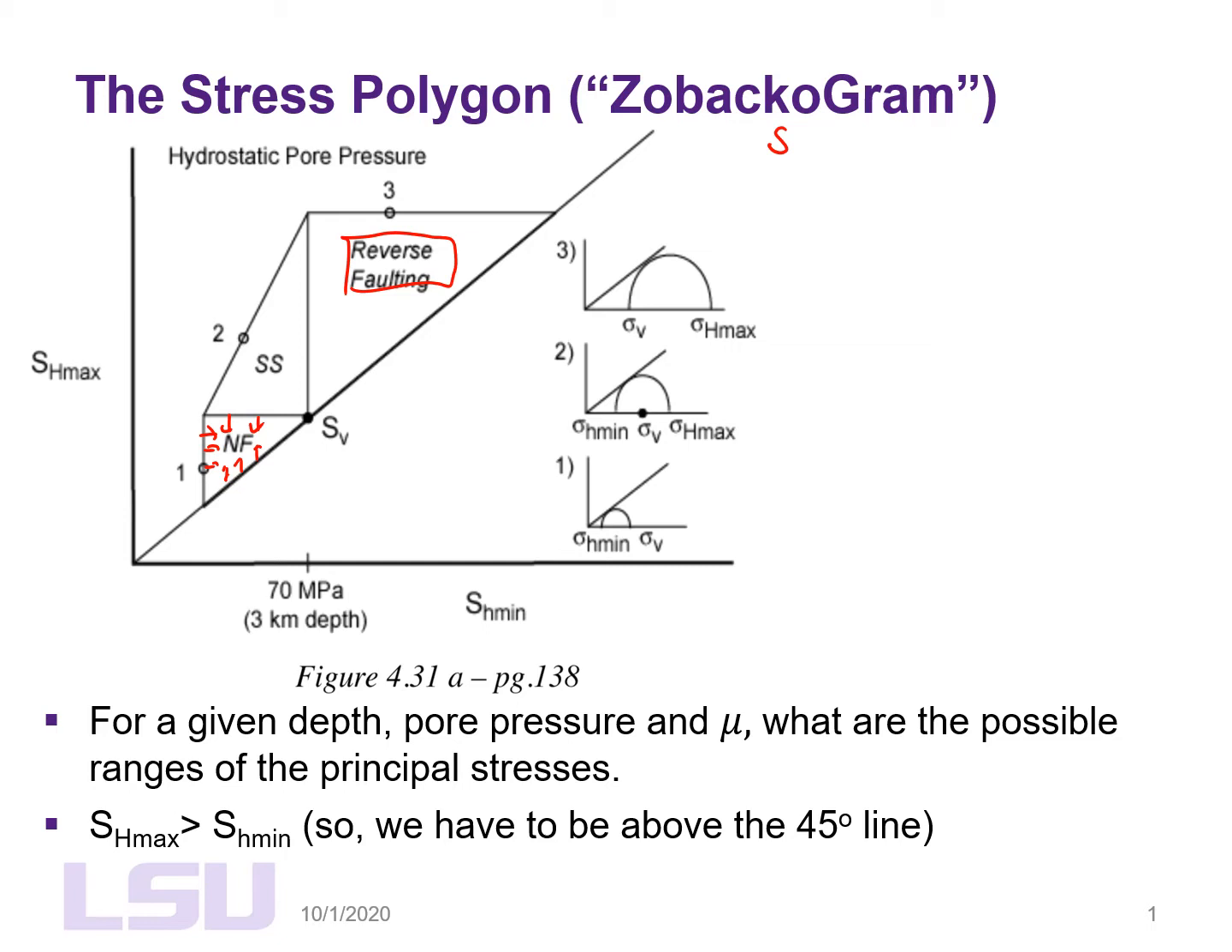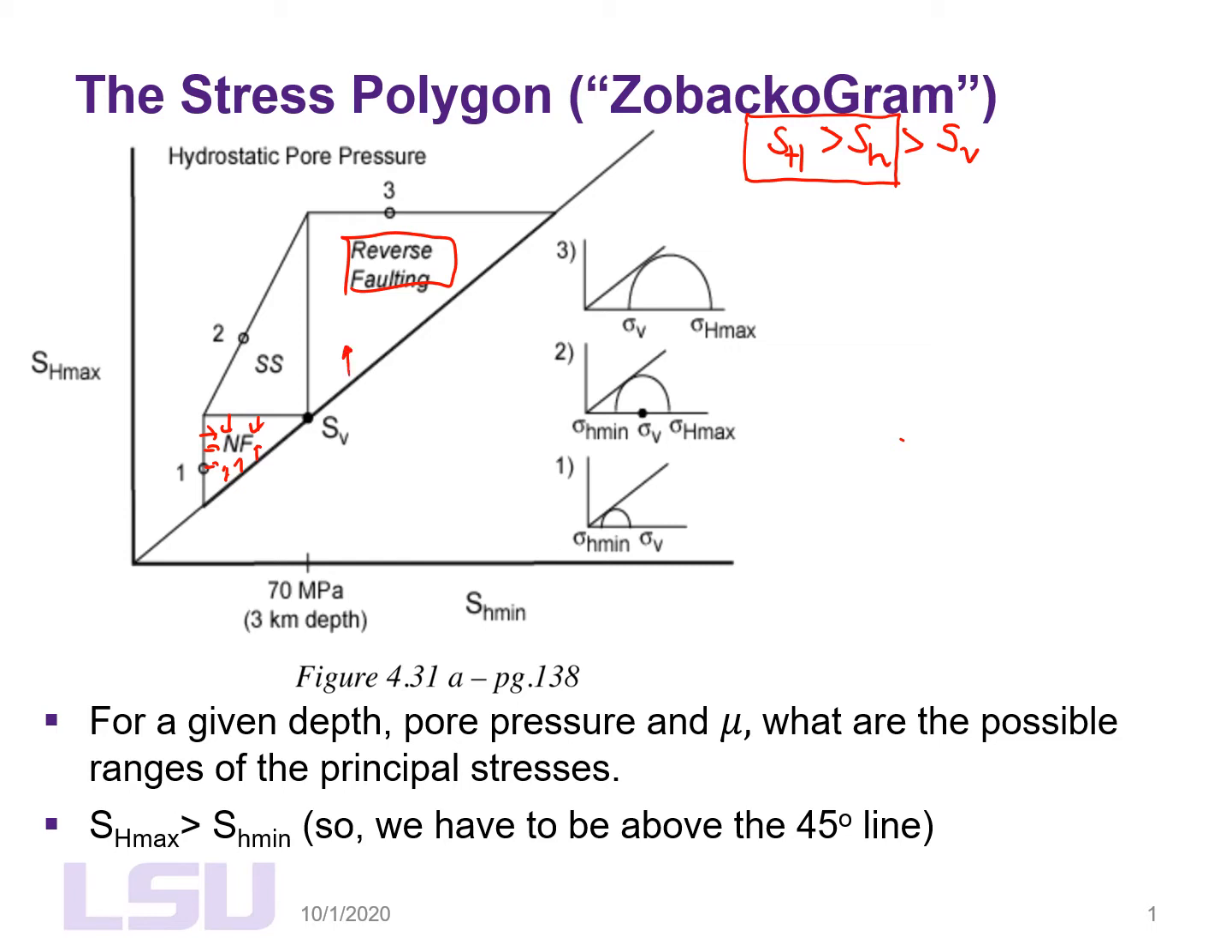S1 is SH max. It will be greater than SH mean, and the least principal stress for reverse faulting is SV. So from the first part, meaning SH max being greater than SH mean, what do you have there? That you have to be above, right?